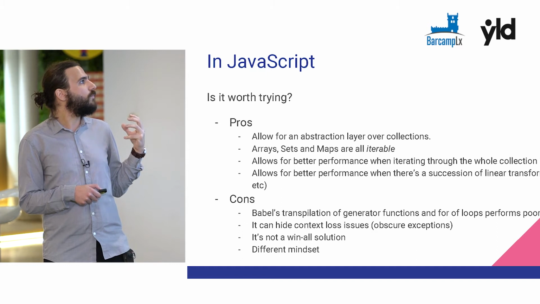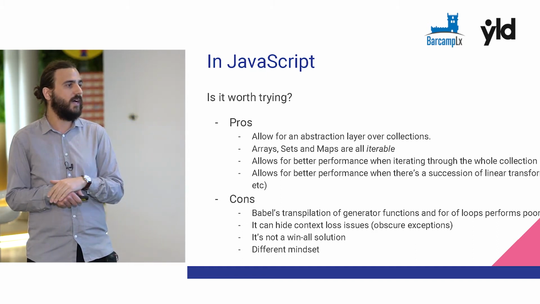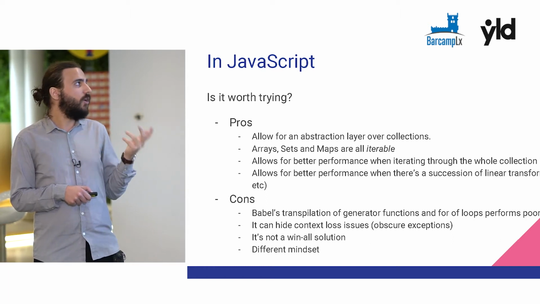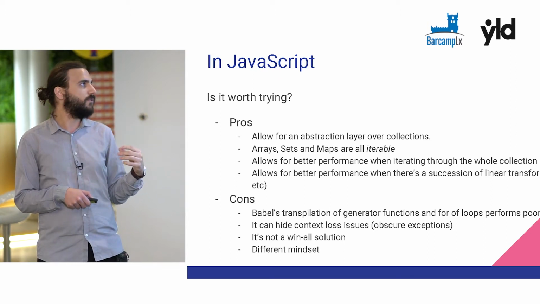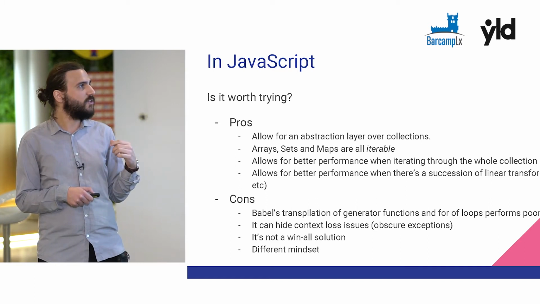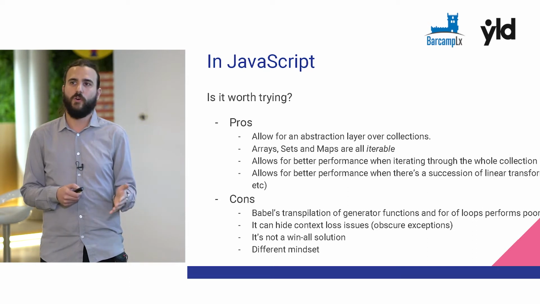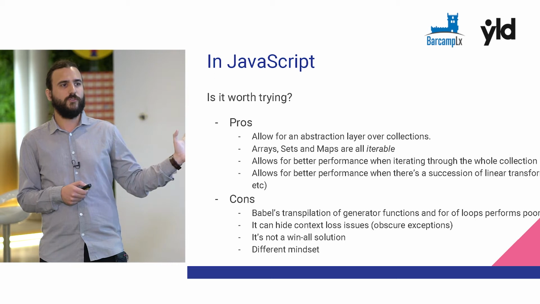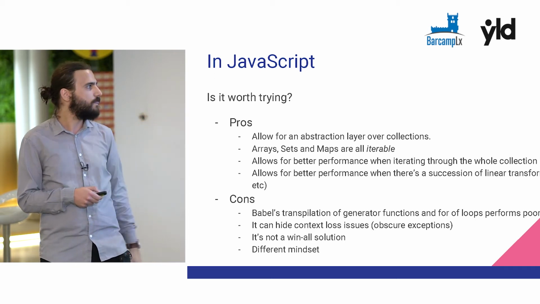So first of all, what are the pros of using iterators? Iterators are an abstraction over collections. There are already some collections in JavaScript that implement the iterator protocol, such as arrays, sets, and maps. And this allows for better performance when you're not using the whole collection, or when you just want to do successive maps and filters, but you don't want to materialize as many arrays as you're calling these functions.